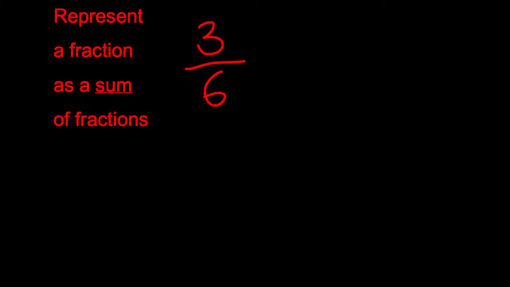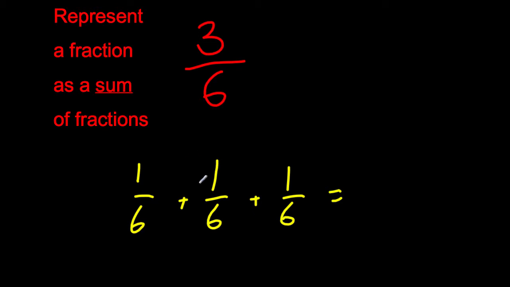I want to show you what it looks like without the picture. So we've got to break down this 3/6 into each individual part, each 6 basically. So what 3/6 really means is that you have 1/6 plus 1/6 plus 1/6. And why is that? Because if you added 1/6 plus 1/6 plus 1/6, remember, keep the denominator the same, you'd get 1 plus 1 plus 1, which is 3, which is 3/6.